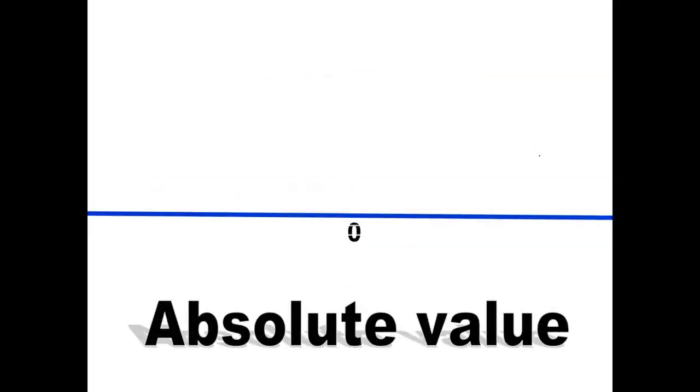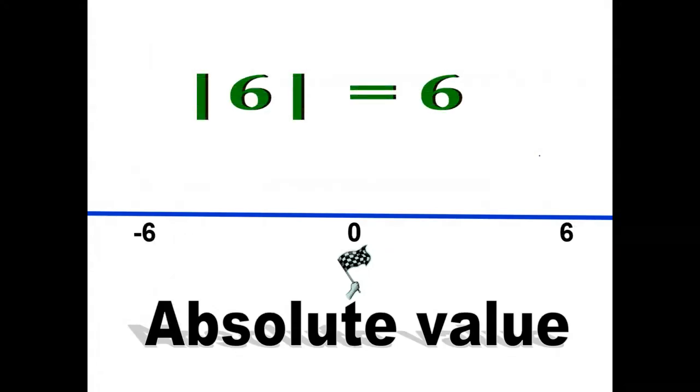Let's look at this again. I changed the number to 6 and -6 this time. Now, we already know that the absolute value of 6 is 6 because it's the distance from 0 to 6.